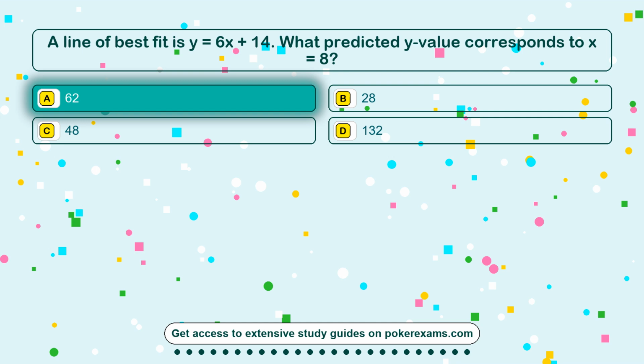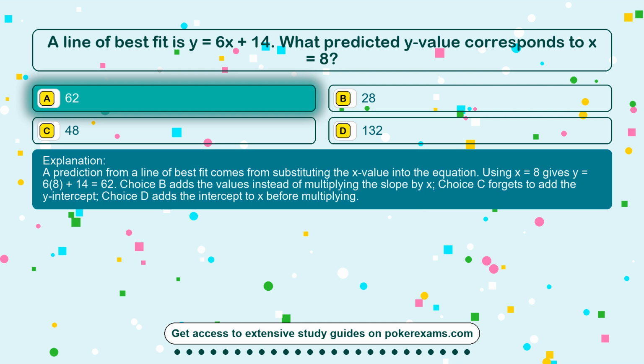The correct answer is option A, 62. A prediction from a line of best fit comes from substituting the x-value into the equation. Using x equals 8 gives y equals 6 times 8 plus 14 equals 62.